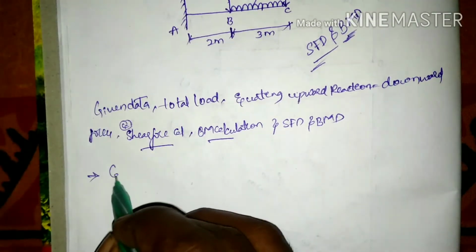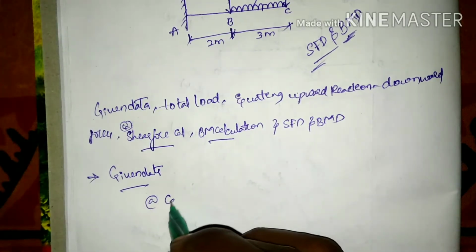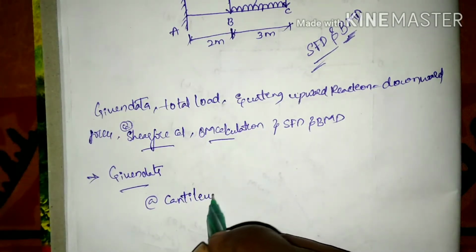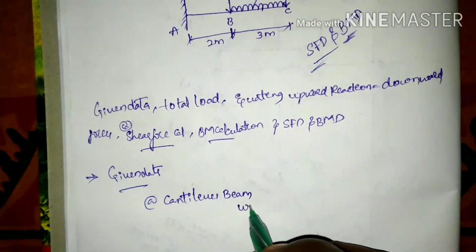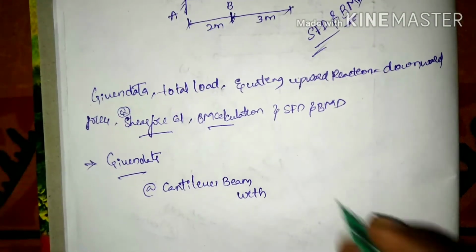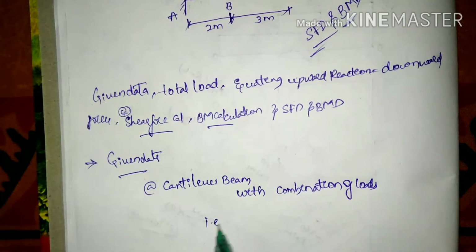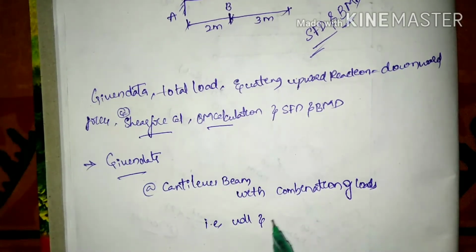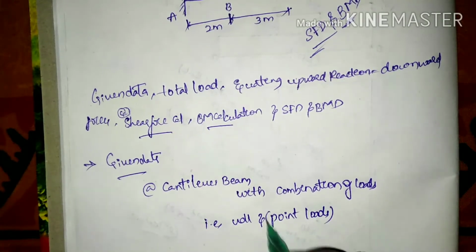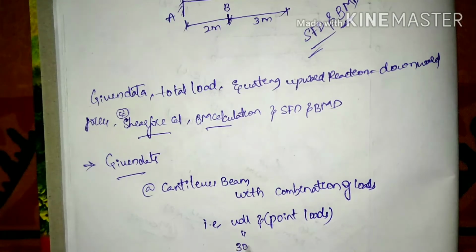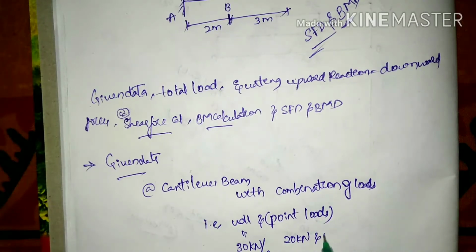Here first we have given data, that is a cantilever beam. A cantilever beam with a combination of loads, that is UDL and point loads of magnitude 30 kilonewton per meter, and this is 20 kilonewton and 40 kilonewton.